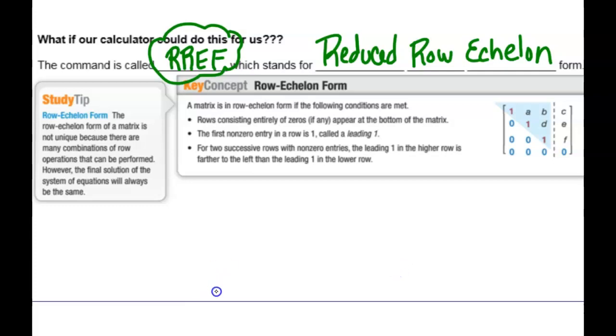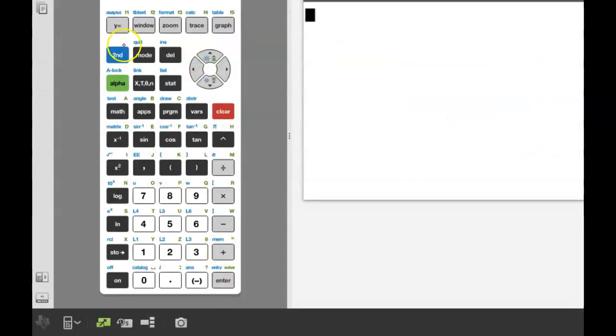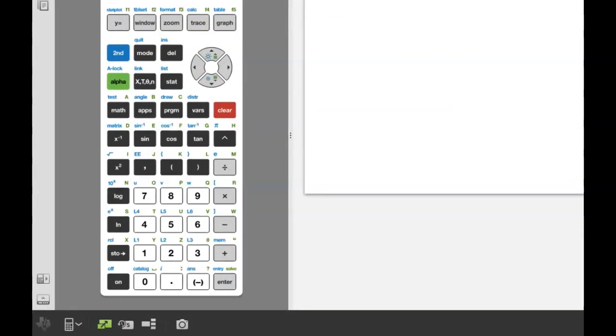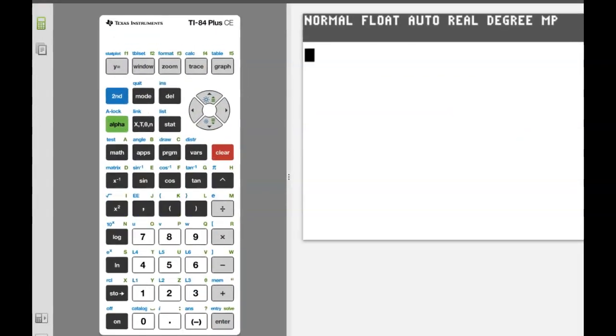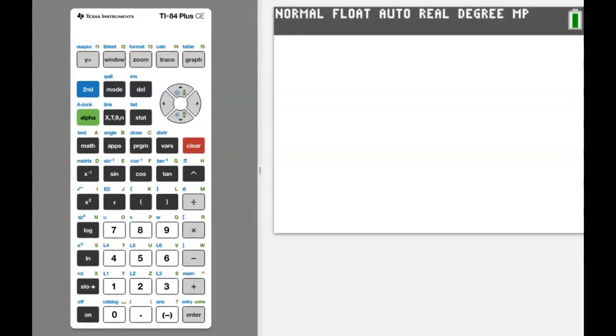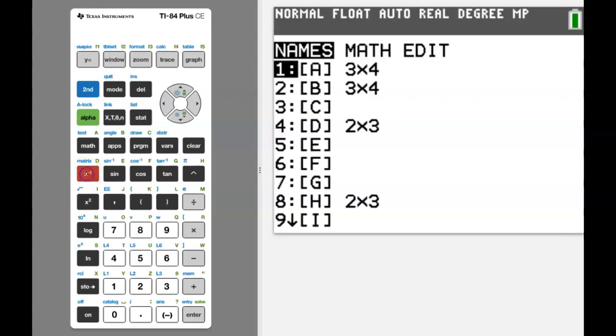All right, now we're going to go to the calculator and learn how to put a matrix in first. So on your calculator, you're going to go to matrix, so you're going to go second, and then right below math, it says matrix, so we're going to hit that button right down there. Everybody good? You should have this little square A, B, C, D, but you might not have numbers next to yours.